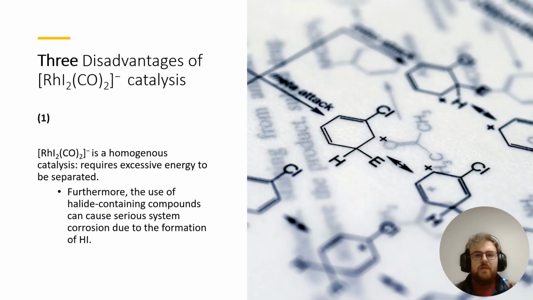So I also want to talk about the three disadvantages of the rhodium complex, the Monsanto process. The first one is that this is a homogeneous catalyst, and that requires a lot of energy to separate from the reaction media. Also, the presence of halogen-containing compounds such as methyl iodide could cause a lot of corrosion to equipment being used, especially when an excess amount of methyl iodide is being put in to drive the reaction forward because of that rate limiting step.